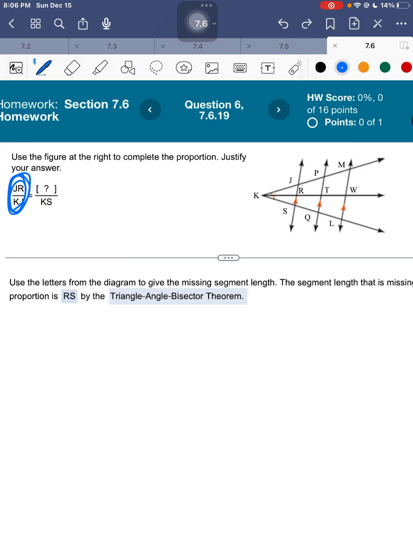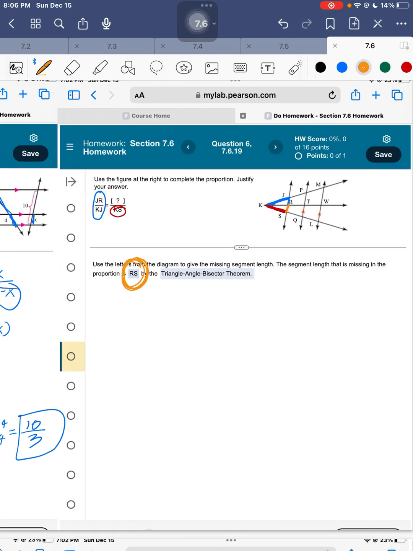Now, we are given this fraction slash ratio is equal to this fraction slash ratio. And we know that the whole thing is called a proportion. So let's take a look at JR. Where's JR? Let's highlight in blue. Let's do all of this in blue. So JR is to KJ as something is to KS. Well, I think we know what's going to be proportional to that. It's going to be this one, right? SR or RS right here.